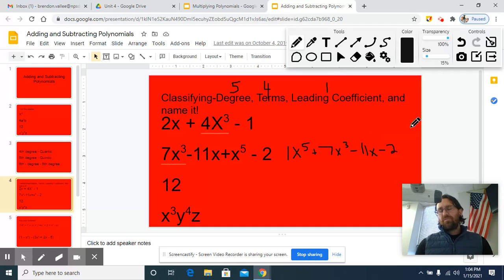And then 1, 2, 3, 4. So anything bigger than trinomial would be just a quadrilateral. So that's a quintic quadrilateral.